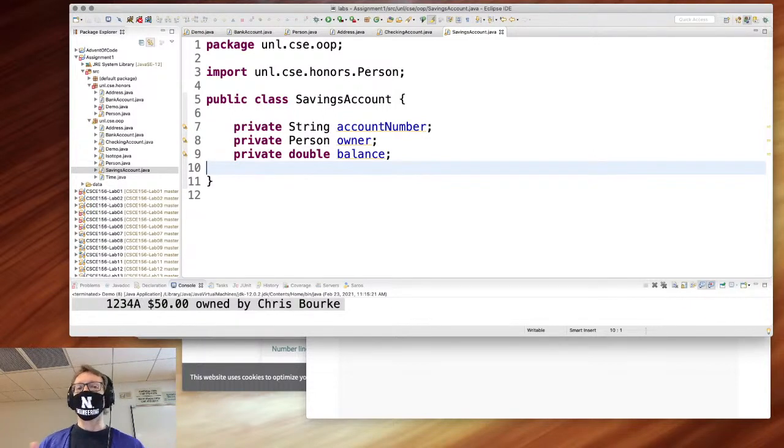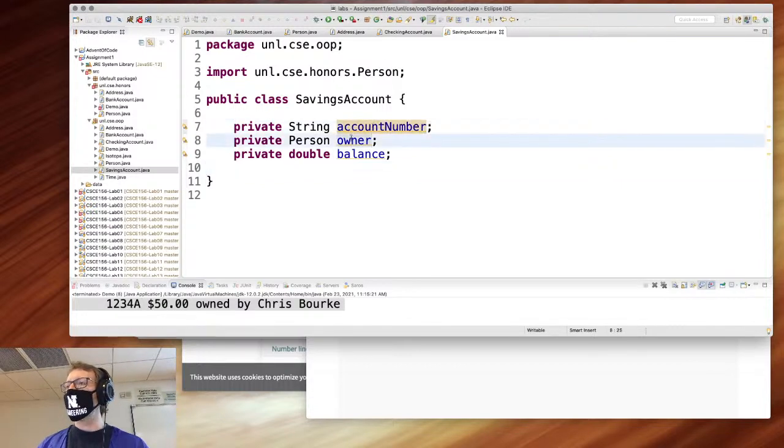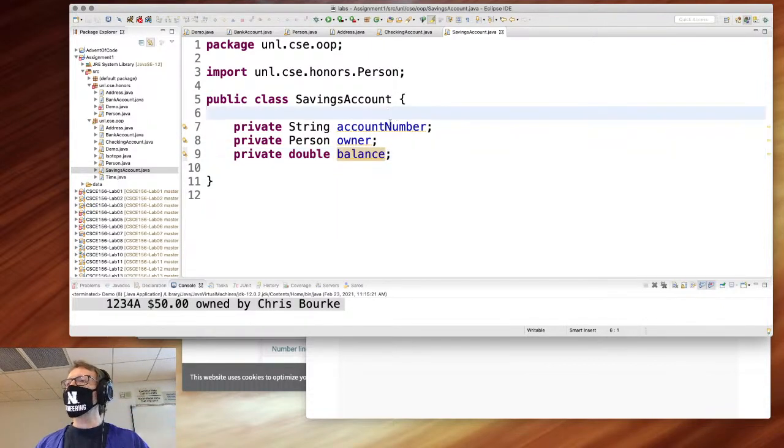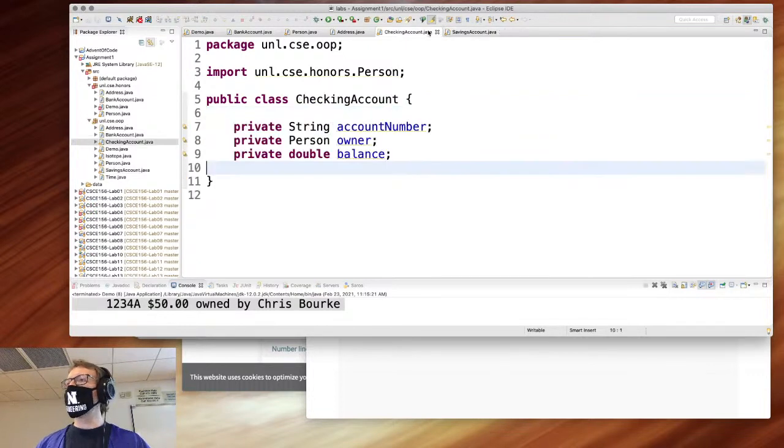Well, in the worst case scenario, you're plagiarizing because you're copying a bunch of code. But not just as bad, it's design-wise bad. Anytime you have repeated code, you're violating the DRY principle, the don't repeat yourself principle. Right? If I've got an account number, an owner, and a balance, that's common to every bank account. So let's go ahead and get rid of these and rethink this.